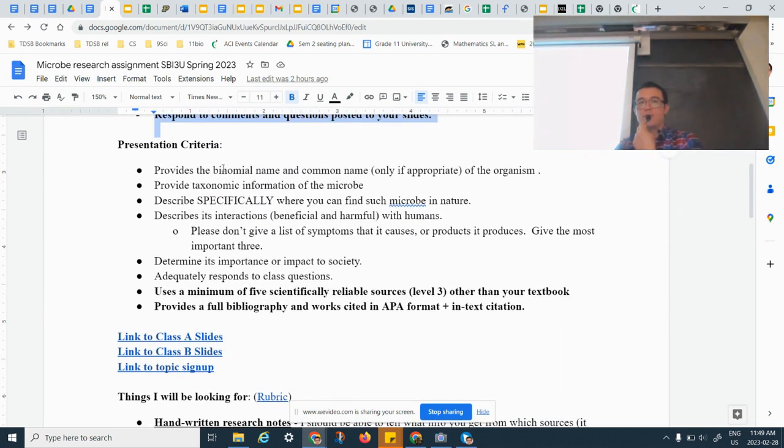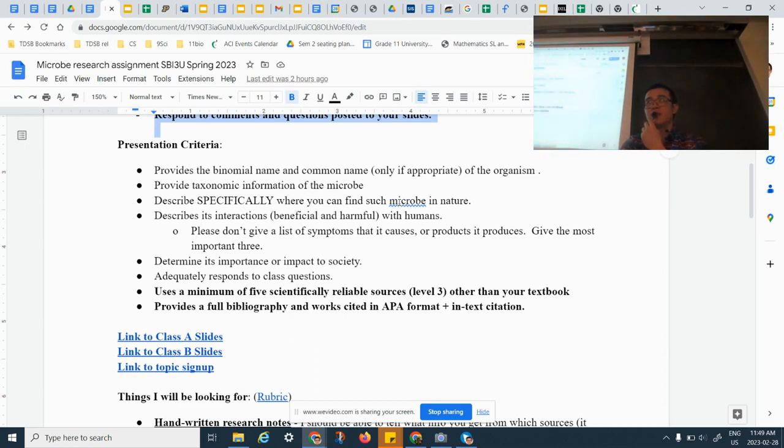Okay, so presentation criteria. You are to provide the binomial name and common name. Now, only if that's appropriate, okay? Some microbes don't really have a common name, don't worry about it. Provide taxonomic information on the microbe, describe specifically where you can find this microbe in nature. Describe the interaction, beneficial and harmful, with humans.